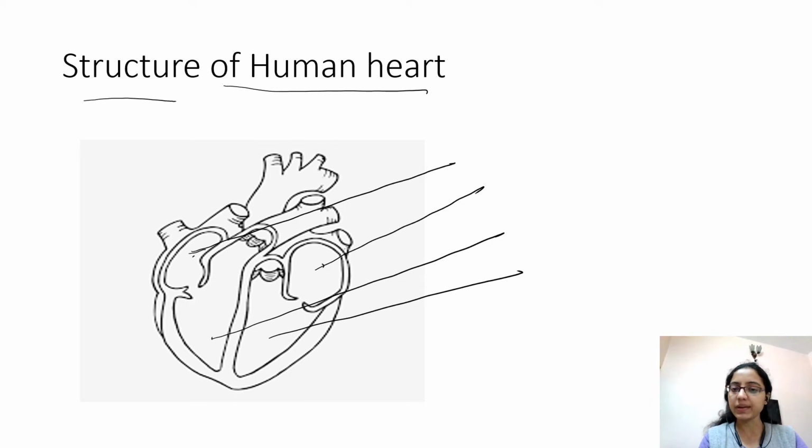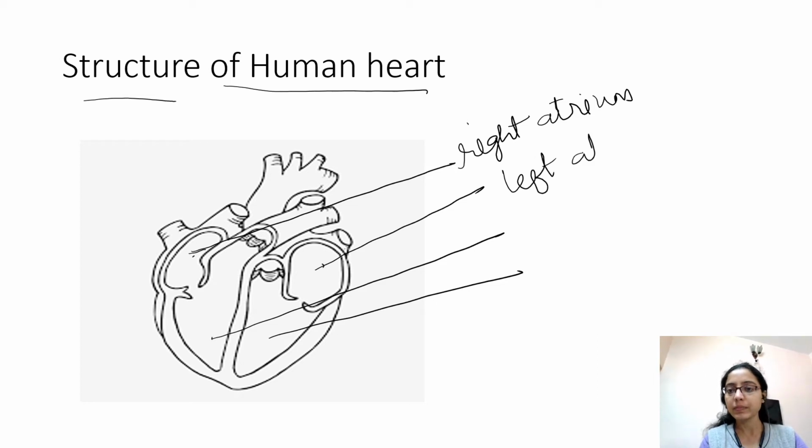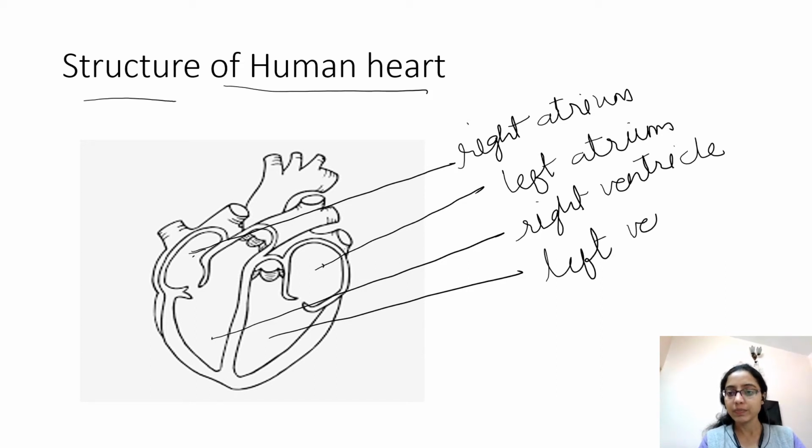What are these called? This right upper side is called the right atrium. The upper part of the heart is called the atrium. So there is a right atrium and a left atrium, and the lower parts are called the ventricle. So there is a right ventricle and a left ventricle. So these are the four parts of the heart. I hope till here it is clear.